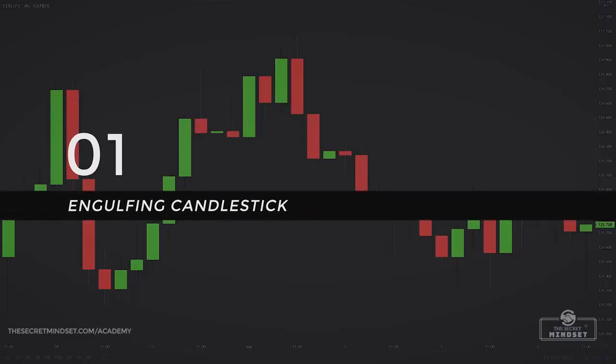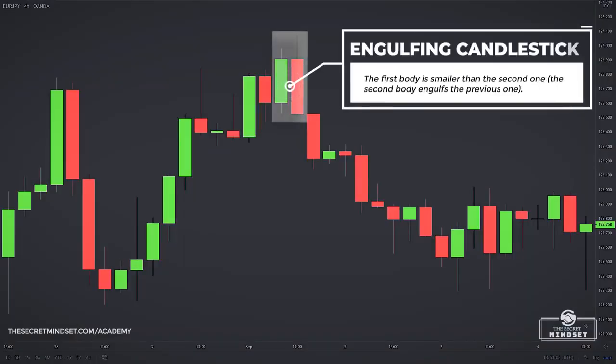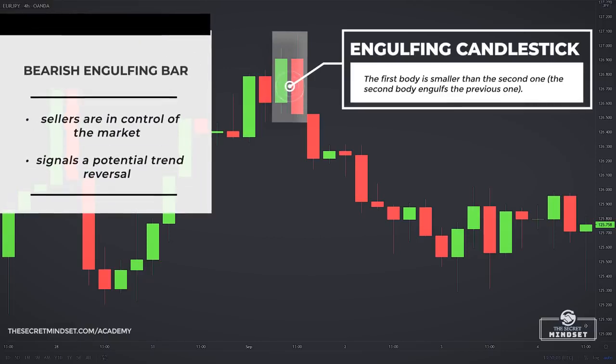First pattern is the engulfing candlestick. This candlestick formation consists of two bodies, the first body being smaller than the second one. In other words, the second body engulfs the previous one. Here we can have a bearish engulfing bar and a bullish engulfing bar. In case of a bearish engulfing bar, this pattern tells us that the sellers are in control of the market.